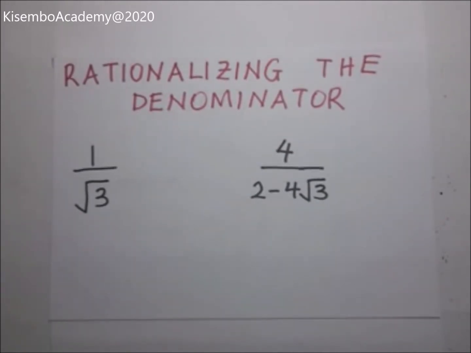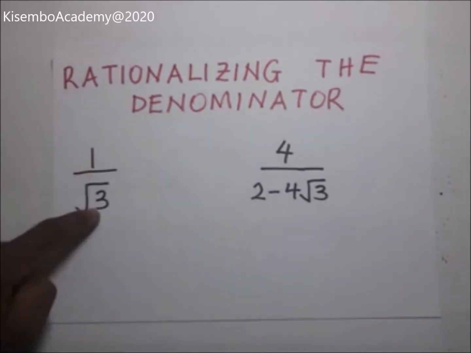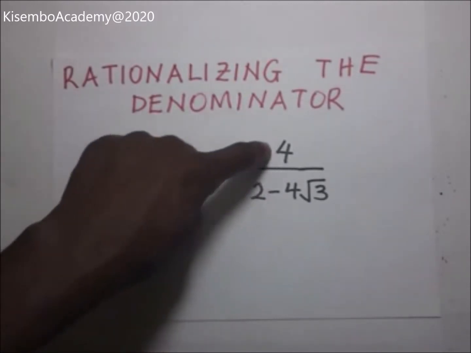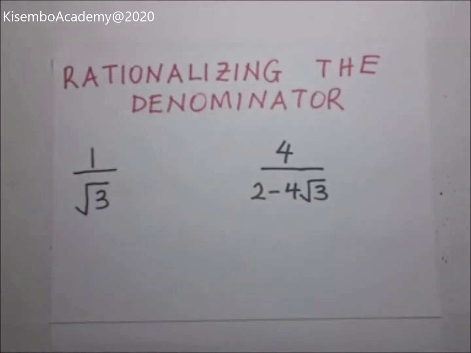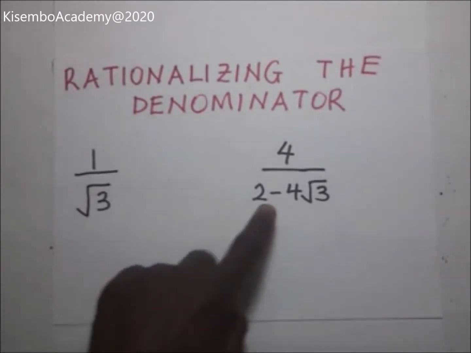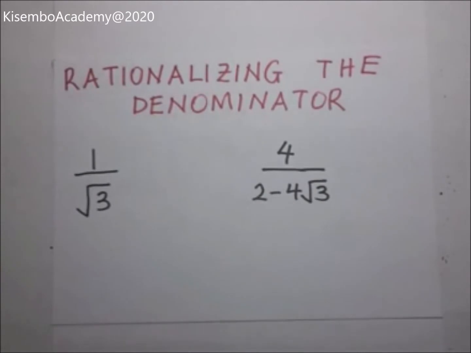Now, rationalizing the denominator simply means that when given a surd in a fraction form, such as 1 over root 3, as you're seeing on your screen, or a surd like this one, 4 over 2 minus 4 root 3, and so forth, we can make the denominator a rational number. The process of making this denominator a rational number is what we are calling rationalizing the denominator.